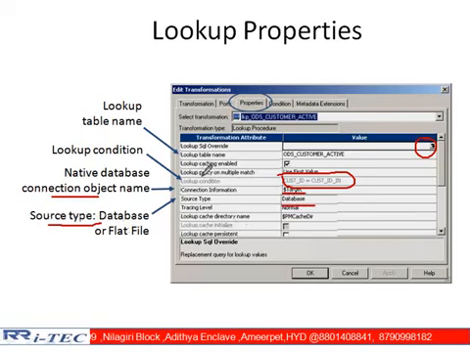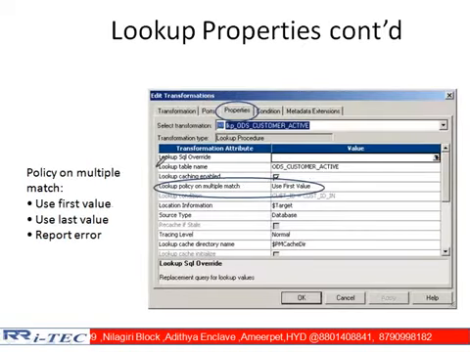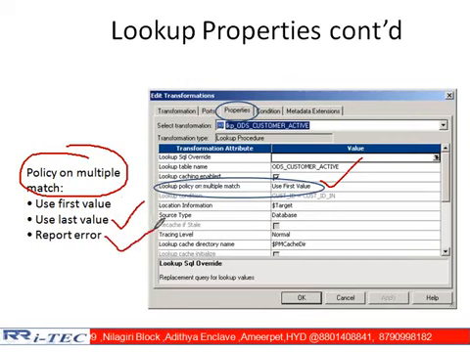And we have one important property that is called policy. See here, it is given separately, that is called policy and multiple match. Suppose multiple values came for the one thing. Then what value do you want to take? First value you want to take, or last value you want to take, or you want to report the error. These are the options which are available in the 8.6 version.